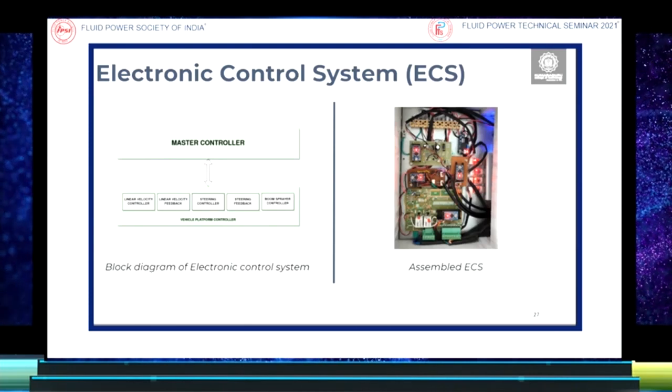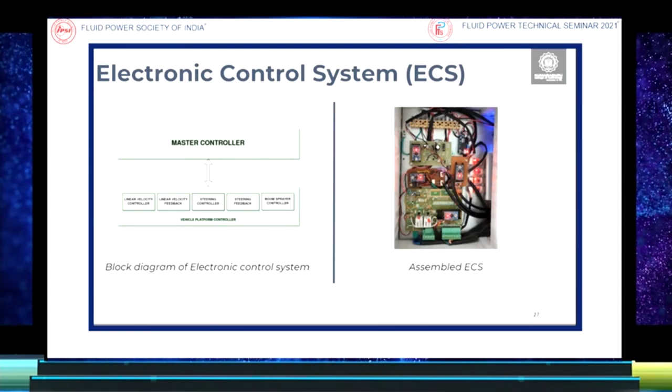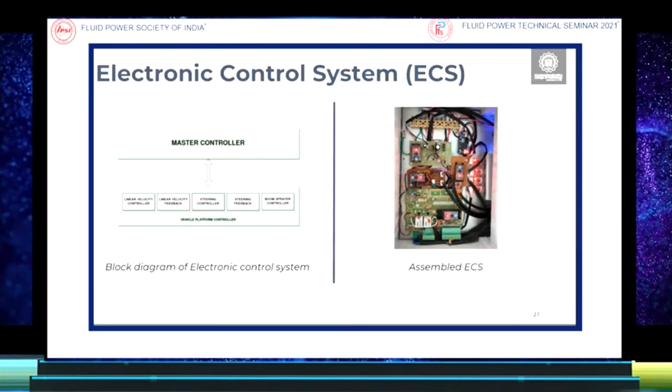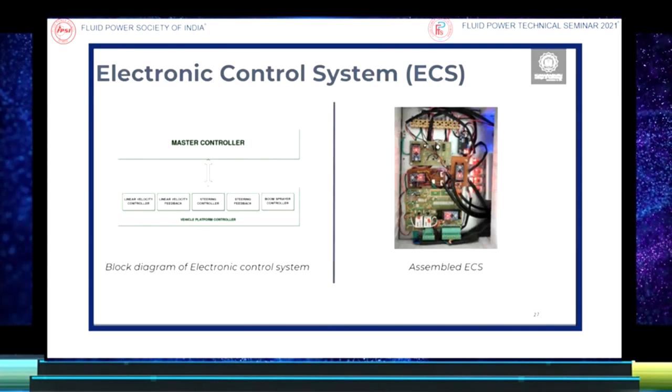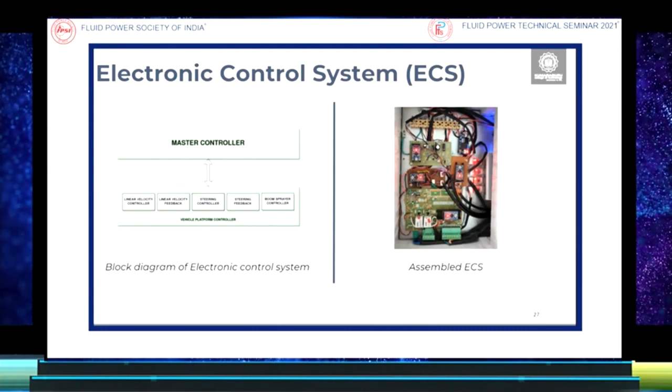And we have the electronic system. See, there are two things which we have to understand. One is the forward movement. The other one is the steering control. Steering control is the heart of driving the vehicle, because we do not have control over the hydraulic system, because the hydraulic system is already given to us.